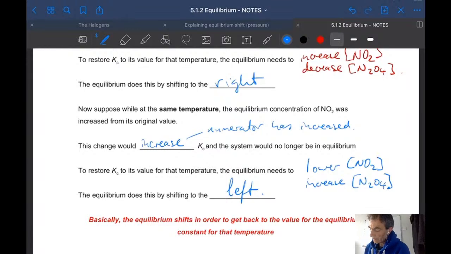So you can see in red there, basically the equilibrium shifts in order to get back to the value for the equilibrium constant for that temperature. So the change in concentration actually changes the value for Kc. It's not allowed to change because the temperature hasn't changed. So how does it shift to get everything back to the value for that temperature?